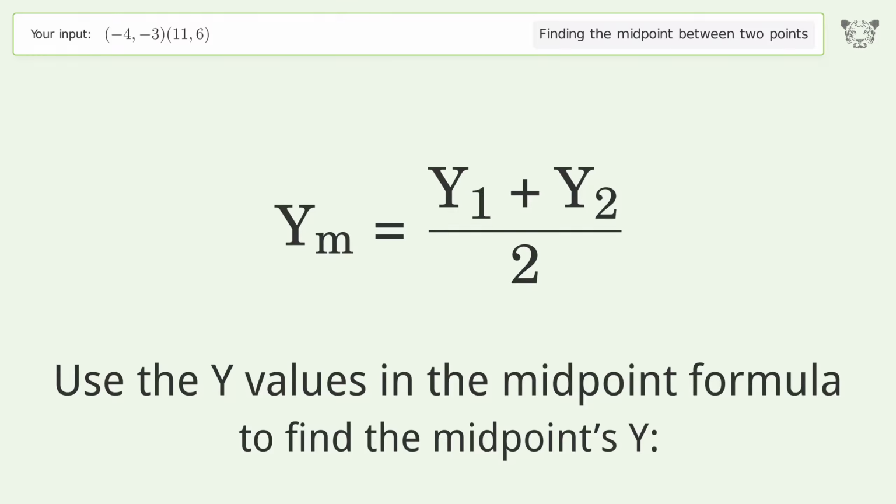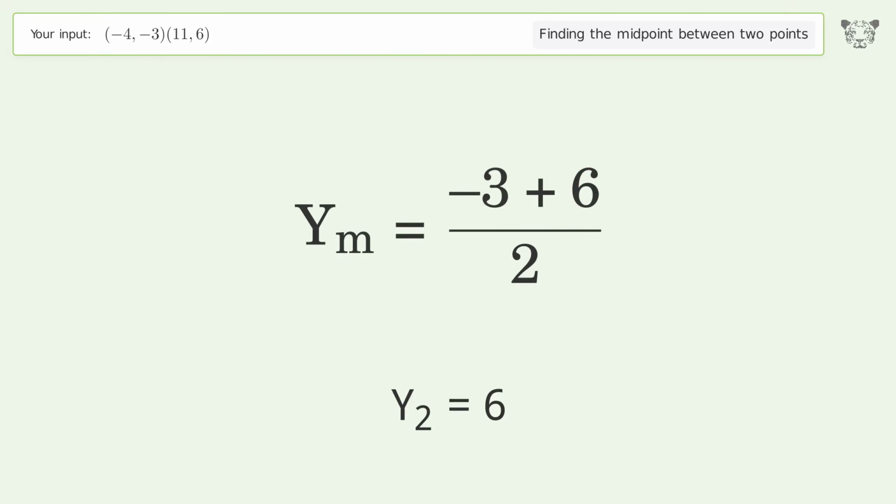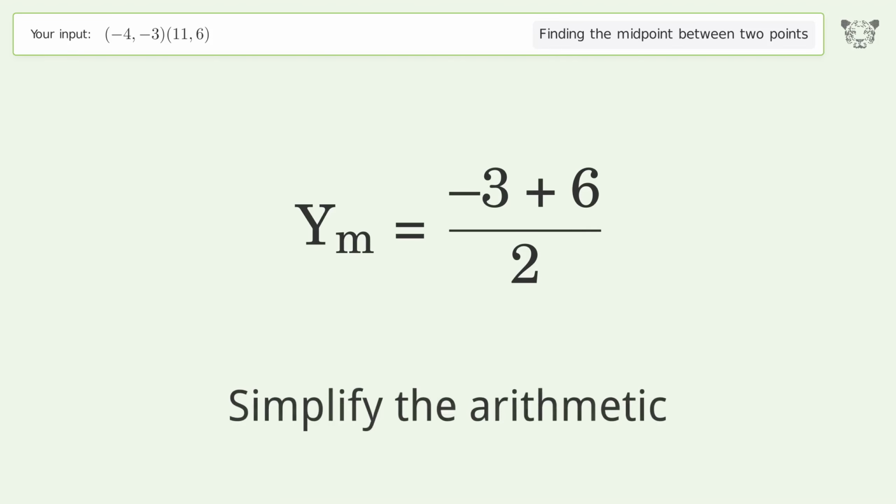Use the y values in the midpoint formula to find the midpoint's y. y1 equals -3. y2 equals 6. Simplify the arithmetic.